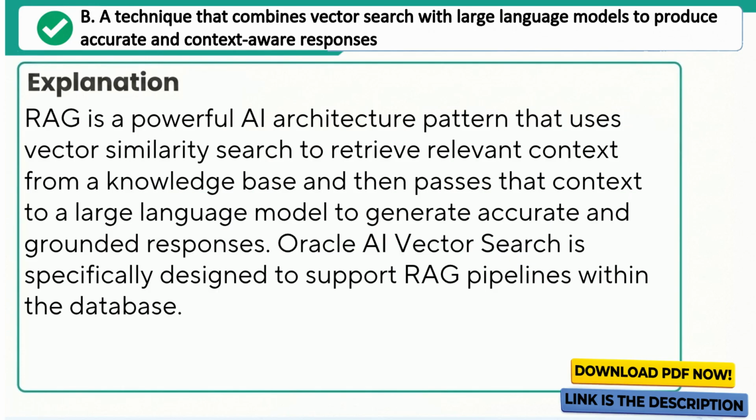Explanation. RAG is a powerful AI architecture pattern that uses vector similarity search to retrieve relevant context from a knowledge base and then passes that context to a large language model to generate accurate and grounded responses. Oracle AI Vector Search is specifically designed to support RAG pipelines within the database.